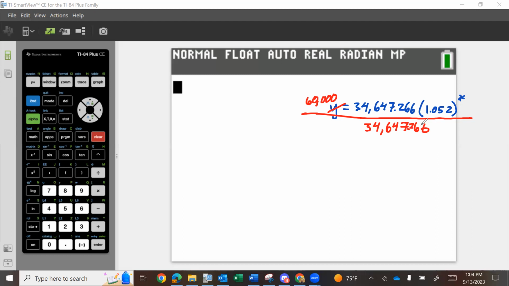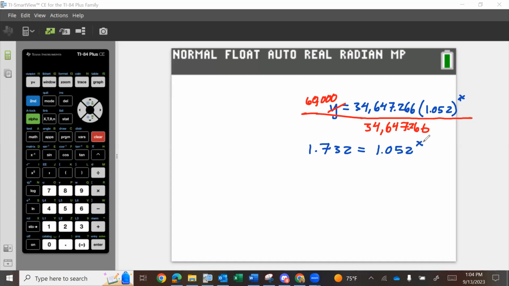So we get 1.732 equals 1.052 raised to the x power.